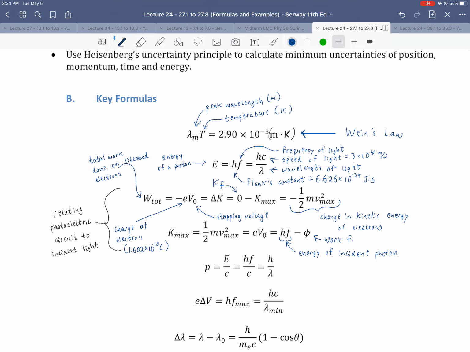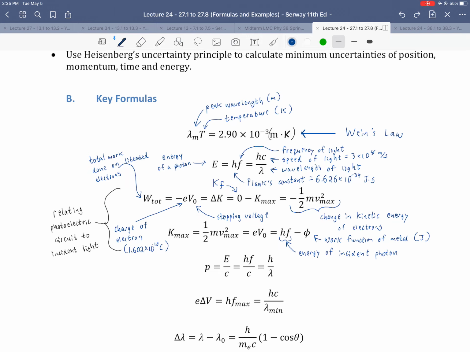The work function of the metal, units of joules, because it has to be, right? Because this is joules minus joules, it's delta energy, and whatever is the difference, the leftover energy, is how much energy the electrons can have. Makes sense, right? Hopefully that's the idea.